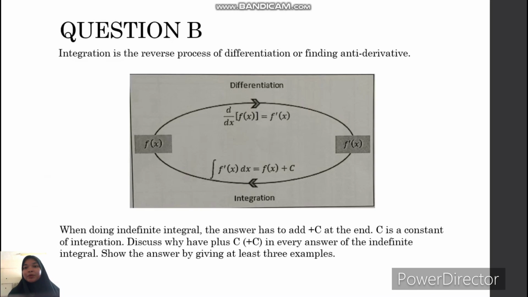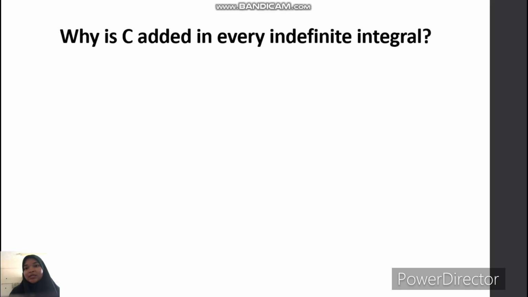So right now I will present to you question B, which is: we need to discuss why we add C, plus C, in every indefinite integral question. Also, we need to give the answer and show it by giving at least 3 examples. So I'm going to start this presentation with why we add C in every indefinite integral question.